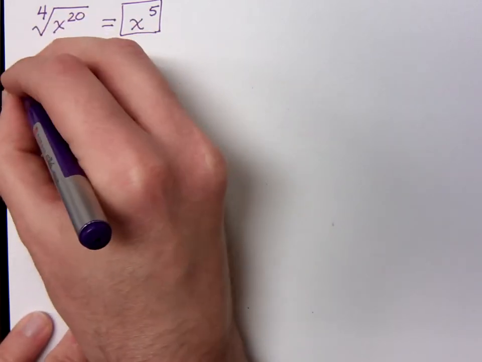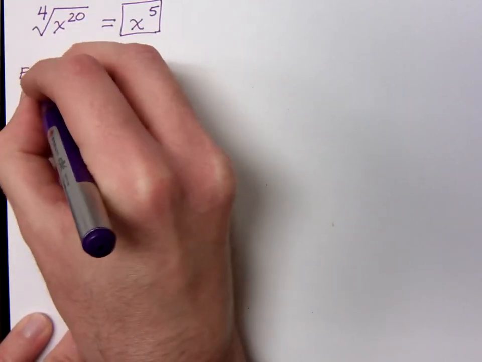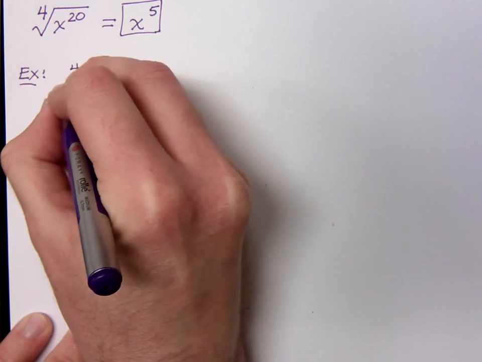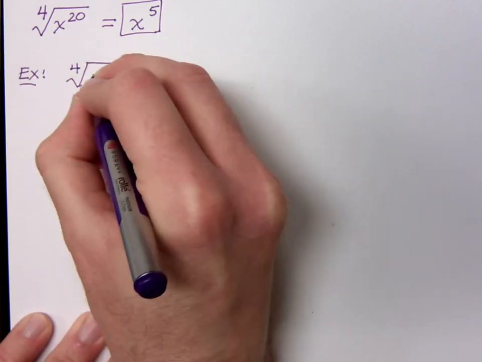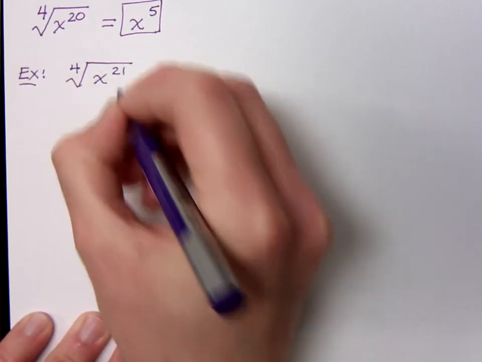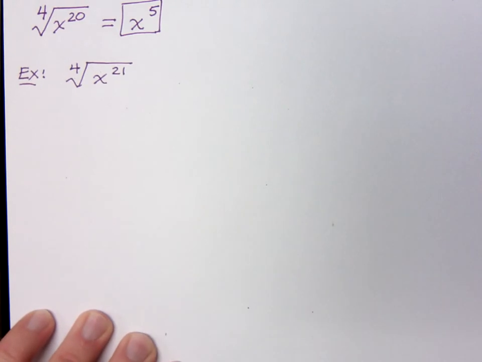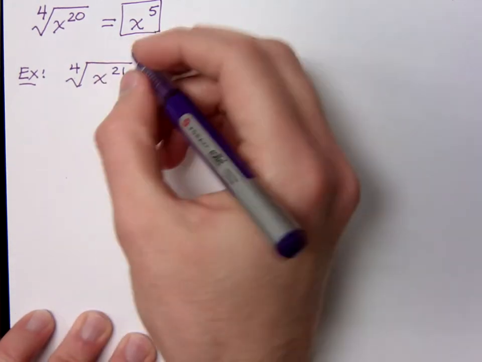But compare that to this example. I'm going to change it up a little bit. If I take the fourth root of x to the 21st, it doesn't work out very well, does it? Does 4 go into 21 evenly? No. But here's what you can do.